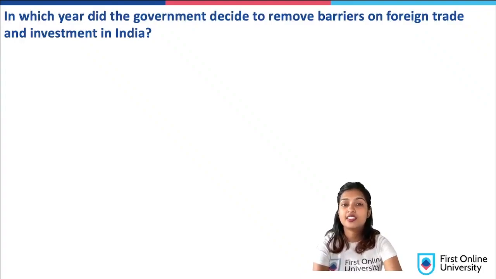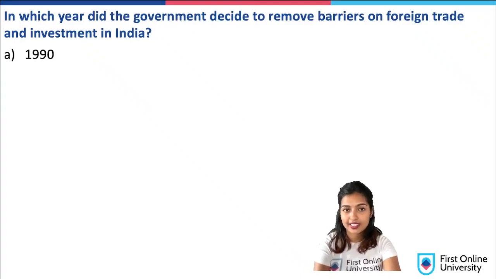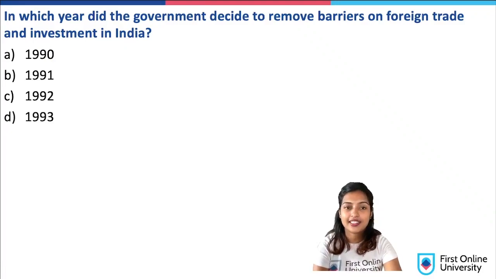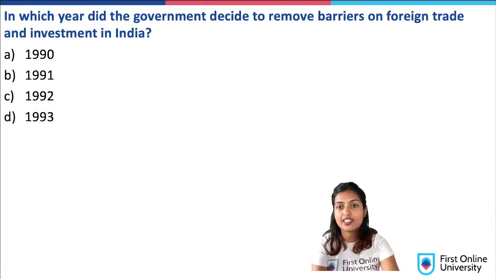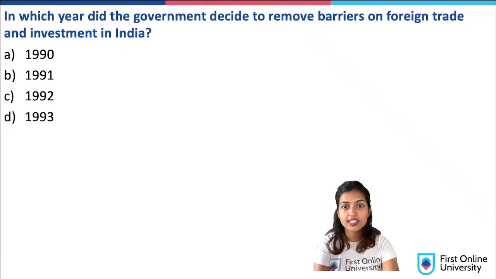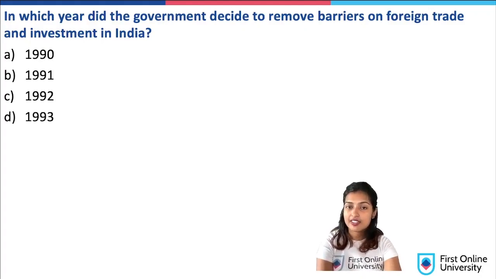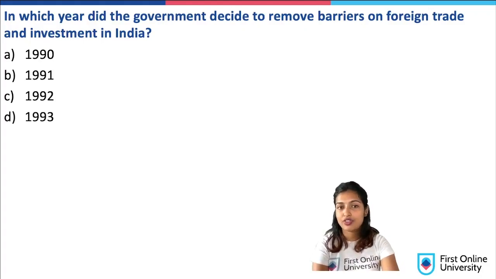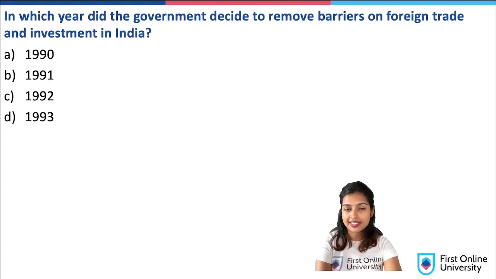In which year did the government decide to remove barriers on foreign trade and investment in India? A, 1990, B, 1991, C, 1992, D, 1993. Again, a very factual question that does not require a lot of memory, right? So this was the same year where liberalization happened, that is the government deciding to remove barriers on foreign trade and investment. So what exactly is this year?